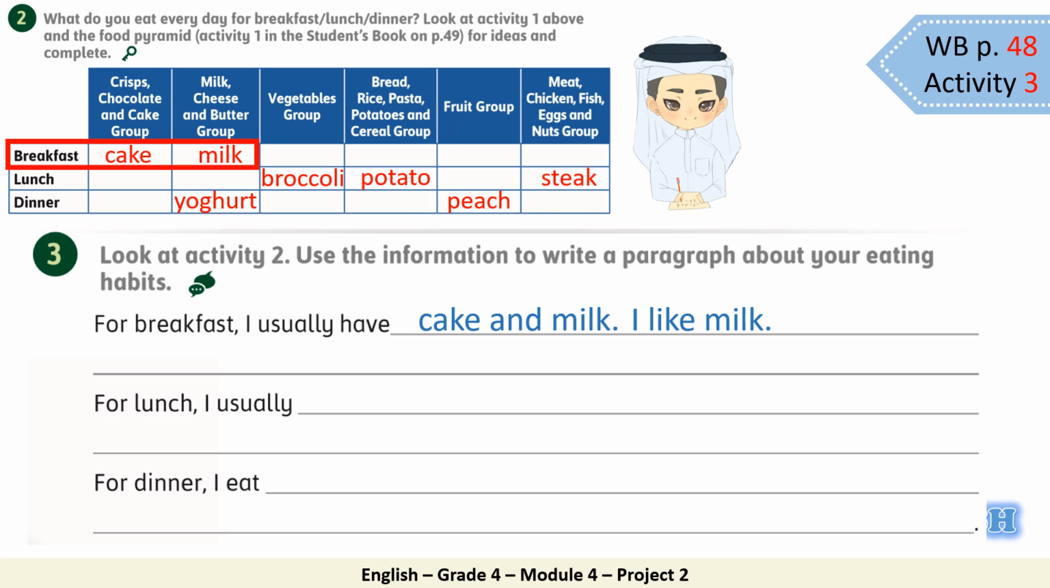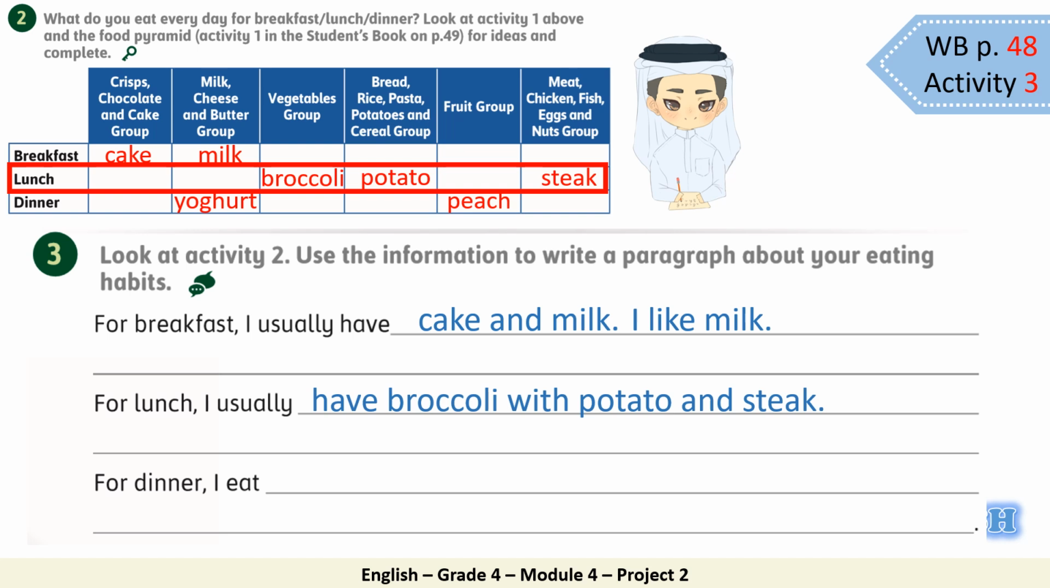Great job. Let's continue. For lunch, I usually, look at the table again. Lunch. What does he eat? Broccoli, potato, steak. So he would say, for lunch, I usually have broccoli with potato and steak. Super. Now he eats broccoli with potato. So he must like vegetables. So he would say, I like vegetables.